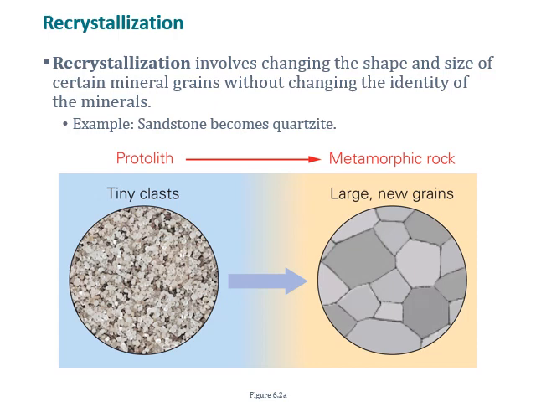Recrystallization involves the changing shape and size of certain mineral grains without changing the identity of the minerals. One example is that sandstone becomes quartzite during metamorphism. So the protolith is sandstone, has these tiny clasts, and they get recrystallized to quartzite grains that are closer together, actually forming on the edges of one another's boundaries.